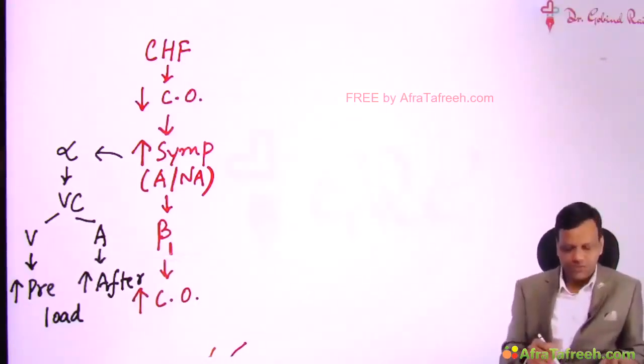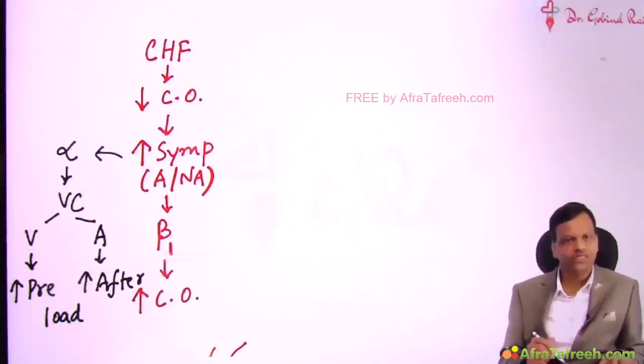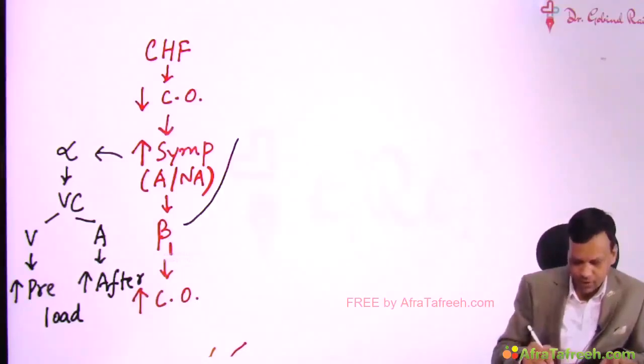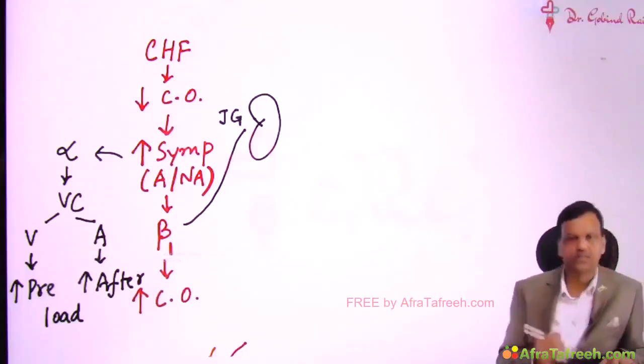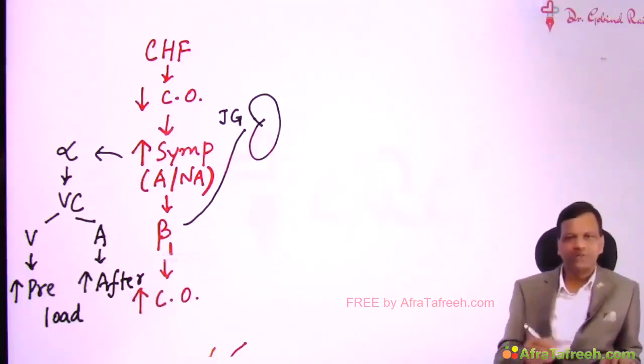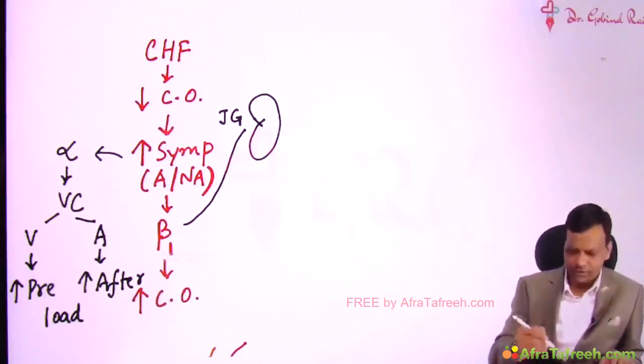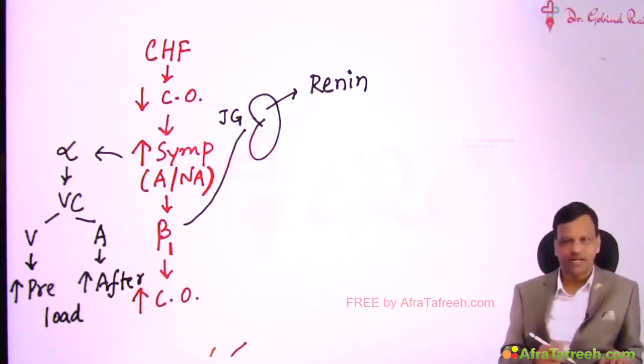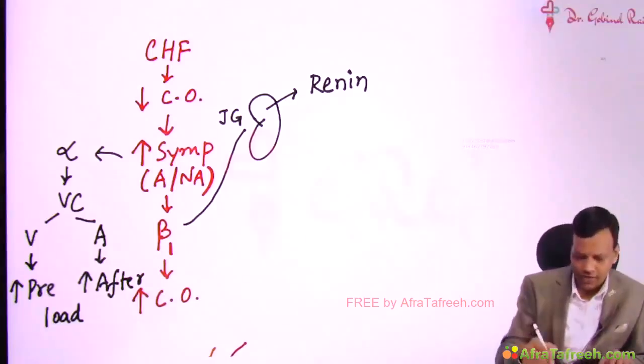when the sympathetic system stimulates the beta receptors, beta 1 receptor is not only present in the heart, but it is also present in JG cells of the kidney. So beta 1 receptor will also be stimulated in the juxtaglomerular cells of the kidney. And when beta 1 is stimulated here, what will happen? Yes, there will be secretion of renin. So beta 1 will help in release of renin. And we know the function of renin.